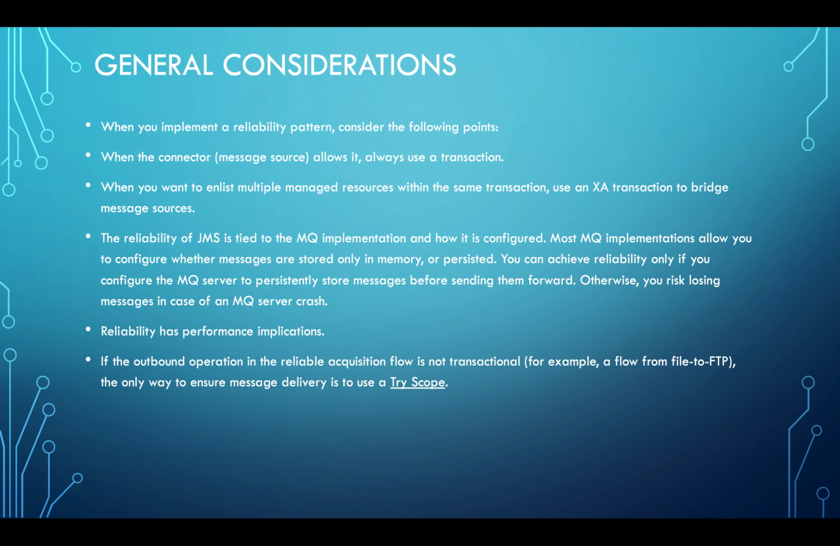And reliability, of course, comes with a lot of performance implications. You may see some delay within the overall turnaround time of a particular transaction, so you have to keep a close watch on that as well. Apart from that, if there are conditions in which the outbound operation in the reliable acquisition flow is non-transactional, such as from file to FTP operation, then it is better to use a Try scope, and the Try scope gives the option to set up transactions in it.